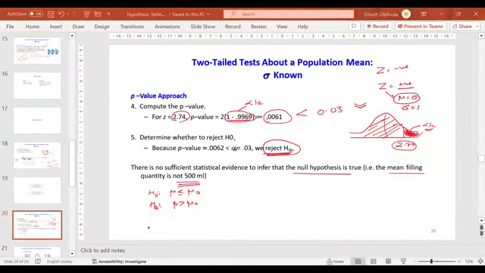As I mentioned, you need to look at this particular sign. If it is greater than, then it will become an upper tail test. If it is less than mu zero in your alternate hypothesis, then it is a lower tail test. If your alternate hypothesis is not equal to mu zero, then it becomes your two-tail test.